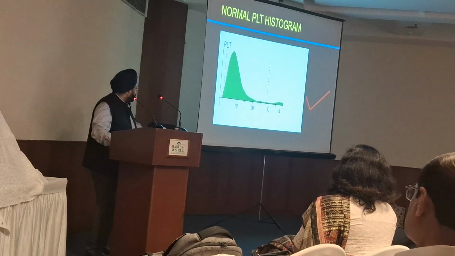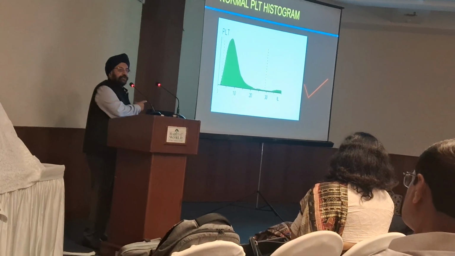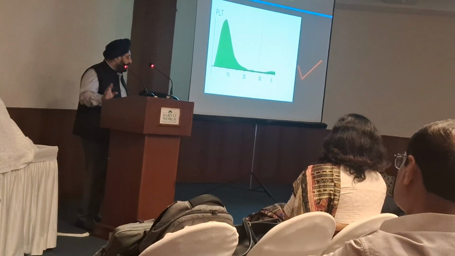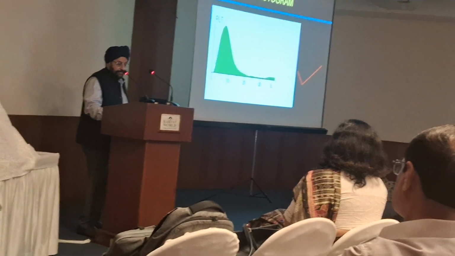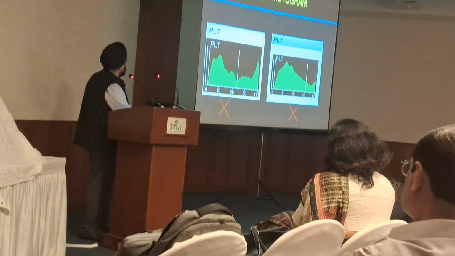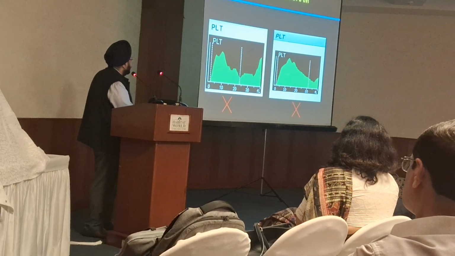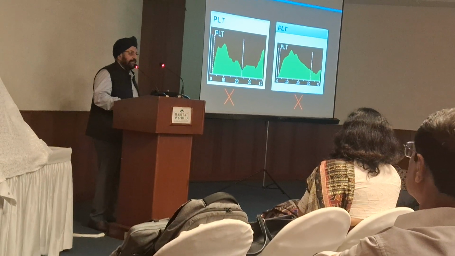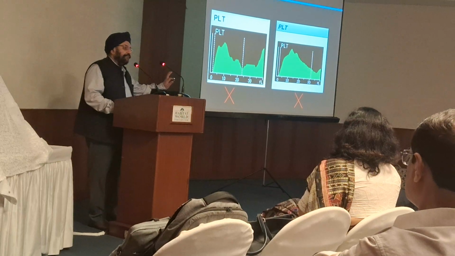If I see a histogram like this, I am okay to report a 30,000 count also. I don't even need to see a smear. I will report it as it is. But if I am seeing these kind of platelet histograms, then I will be very wary to even report out a 1 lakh count also. I would want a smear validation at least, if I don't have a fluorescent platelet.